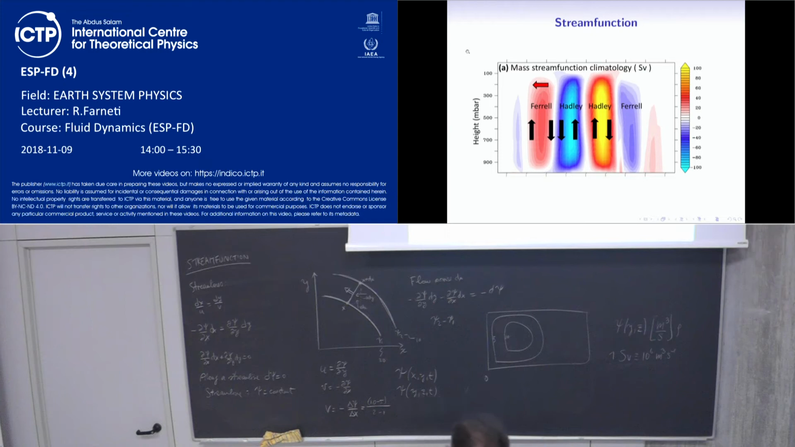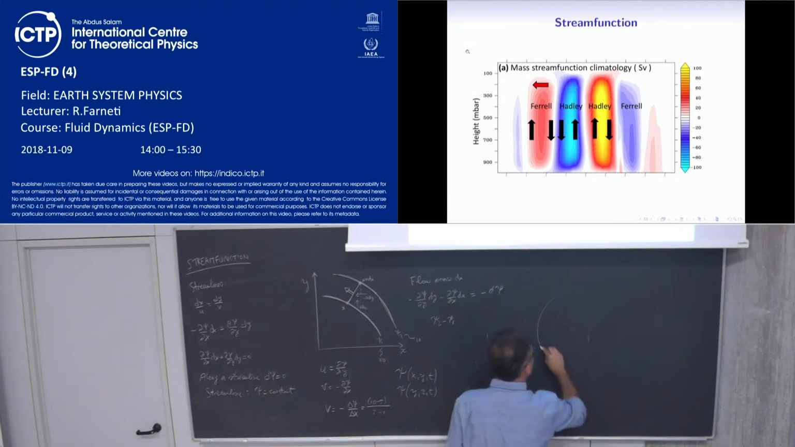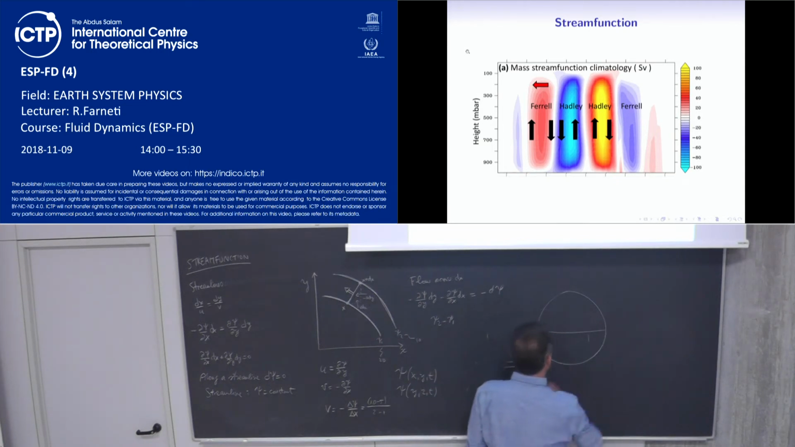I have a couple of nice diagrams. You can take the atmosphere and build your stream function on a two-dimensional flow. So I will try to use my skills. This is my Earth. This is the equator. Then you get this Hadley cell, Ferrel cell, and then the polar cell.